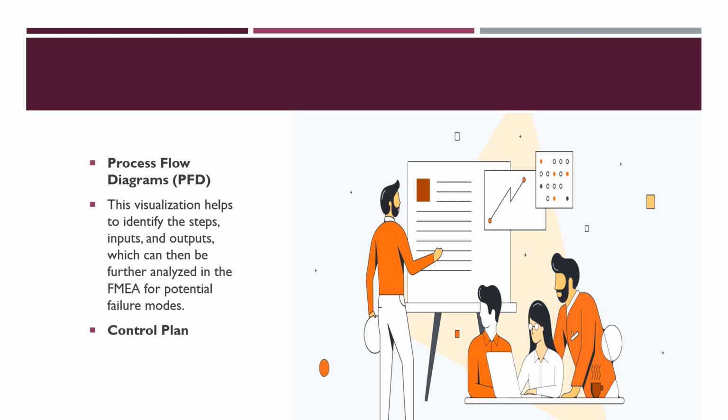Control plan. After identifying potential failure modes through failure mode and effects analysis, a control plan can be developed to list all the control points, inspections, and monitoring processes to ensure that the process runs as expected.